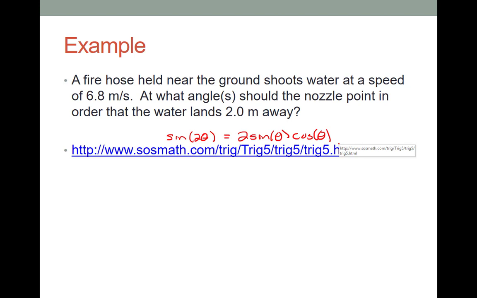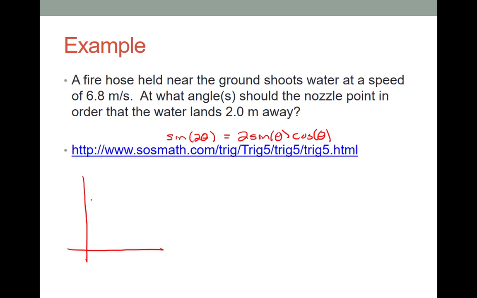Okay. We are given some information in this problem. We are told how far away the water lands and at what speed it is launched. And what we really want to know is angles. And because we really want to know angles, that makes plugging in numbers in this particular problem a little bit cumbersome at first. So I'm going to work the problem symbolically to begin with.